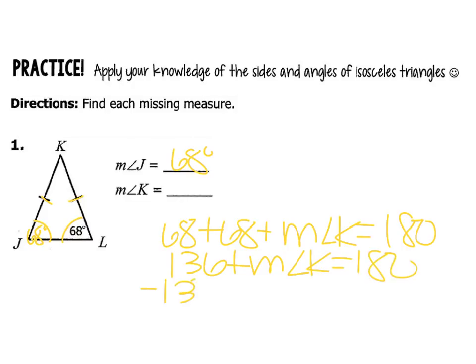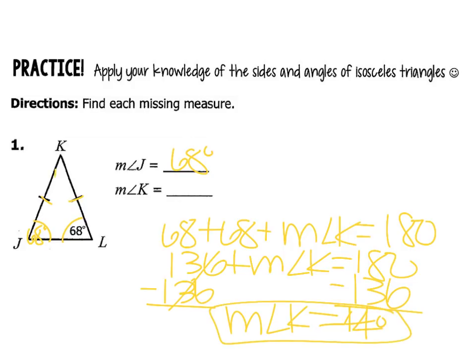Subtract 136 from both sides. So therefore the measure of angle K equals 44. All right, so K has to be 44 because this is an isosceles triangle. So we found angle K would be the vertex angle. So we found that the vertex angle is 44 degrees.